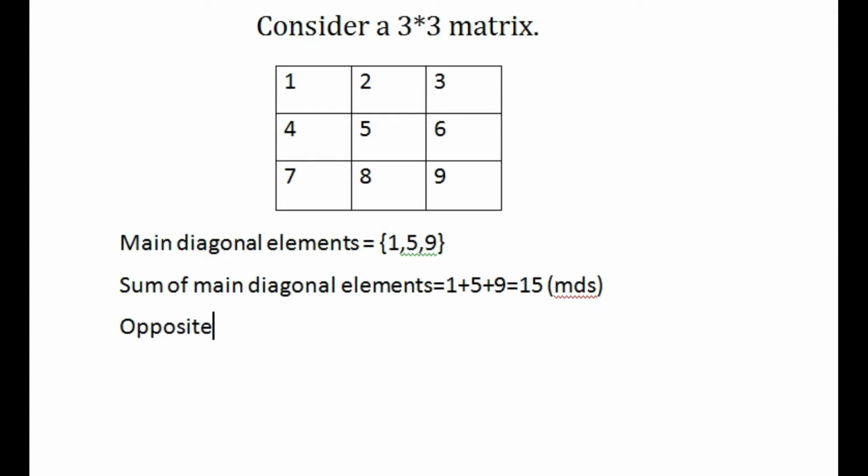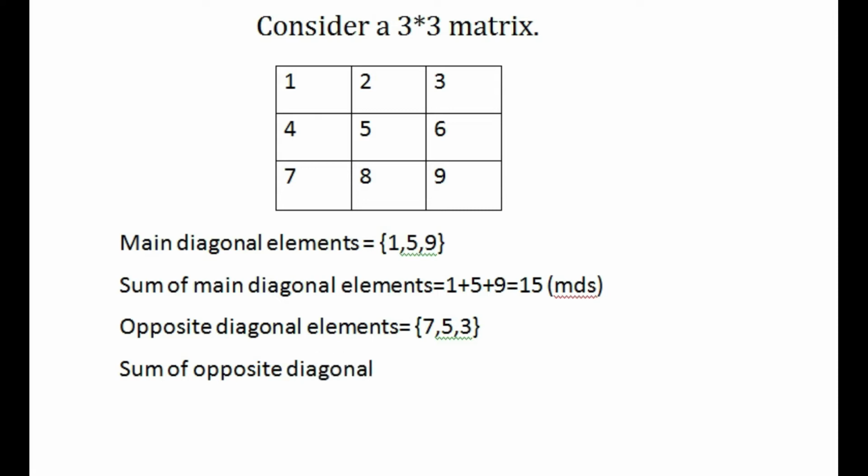Let it be the main diagonal sum, that is MDS. The opposite diagonal elements are 7, 5 and 3. Then the sum of opposite diagonal elements is 7 plus 5 plus 3, which is equal to 15. Let it be ODS, that is opposite diagonal sum.